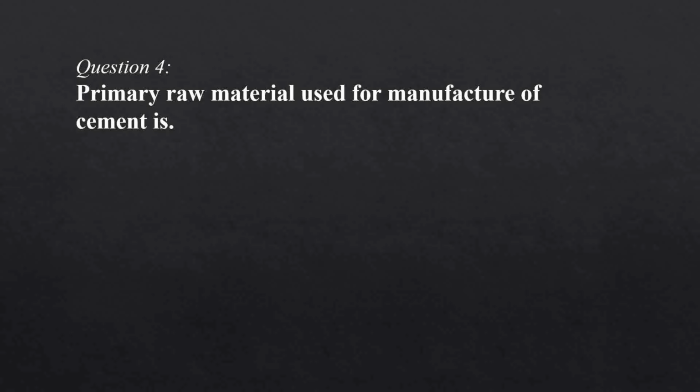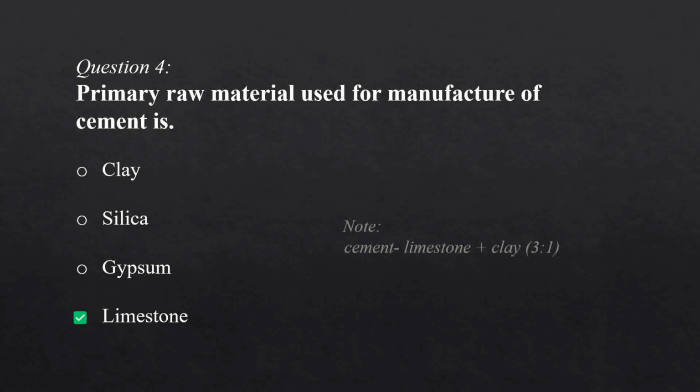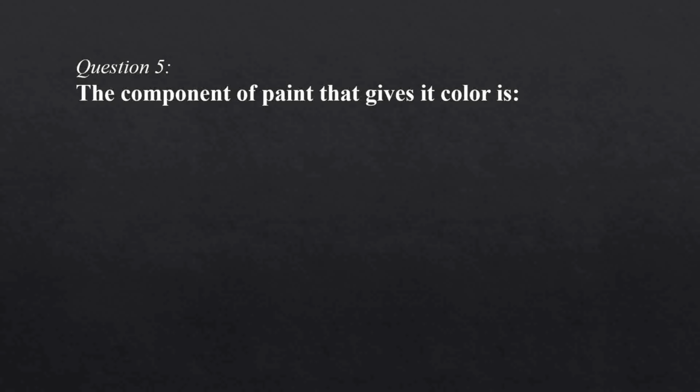Similarly, the primary raw material used for manufacture of cement is? The correct answer is limestone. It is basically a combination of limestone and clay in the ratio 3:1. The compound of the paint that gives it color is? The correct answer is pigment.